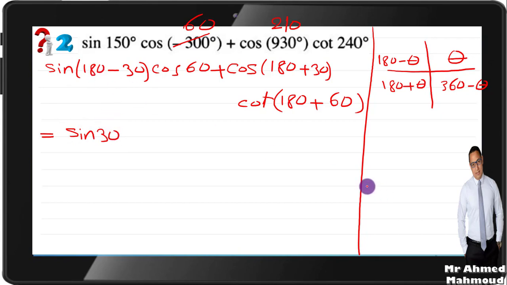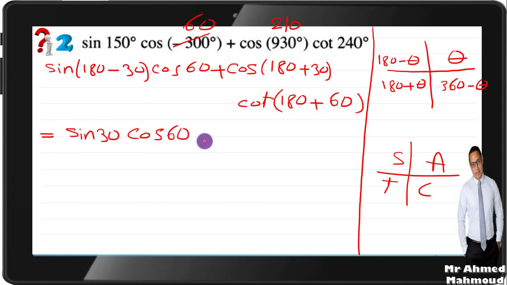But this is the second quadrant by looking to the asterisk rule. Sine in the second is positive, so it will be positive. Here, cosine 60 in the first quadrant plus cosine 180 plus 30. This is the third quad, and cosine in the third quad is negative, so it will be negative cosine 30. Finally, cotan in the third quad is positive, so it will be cotan 60, like this.